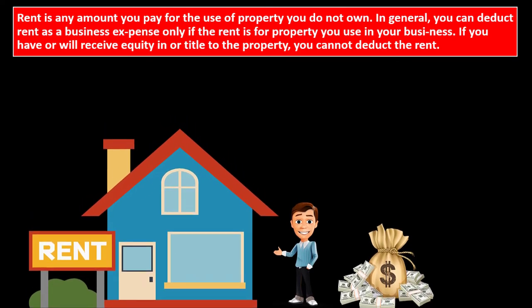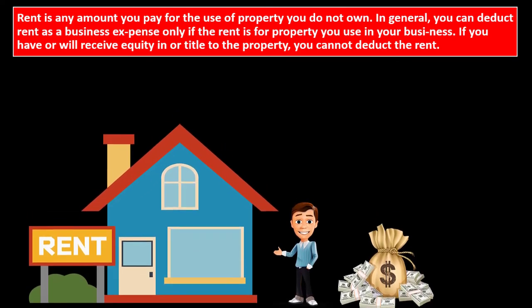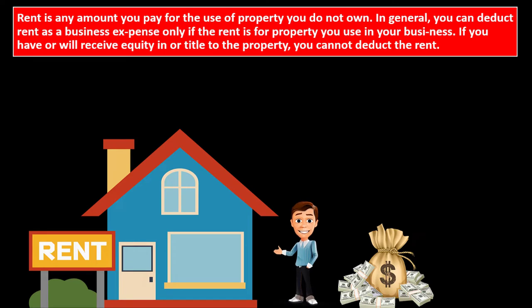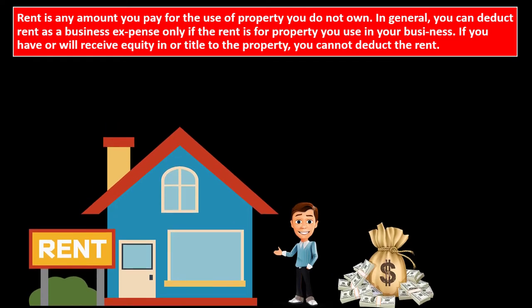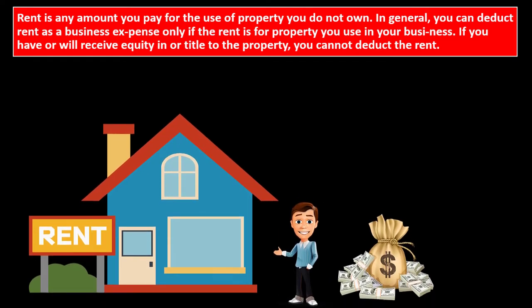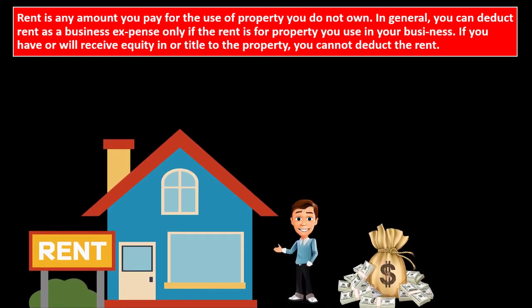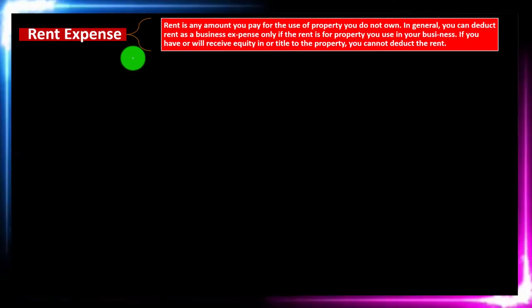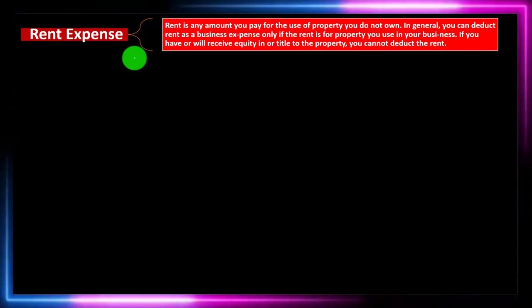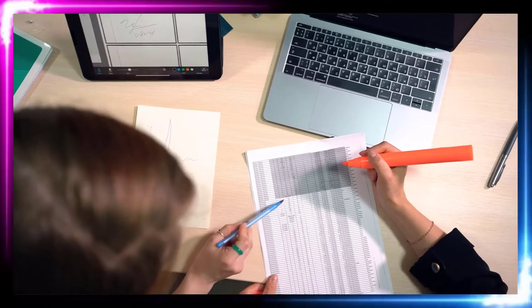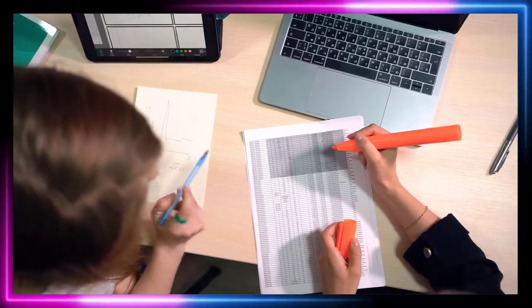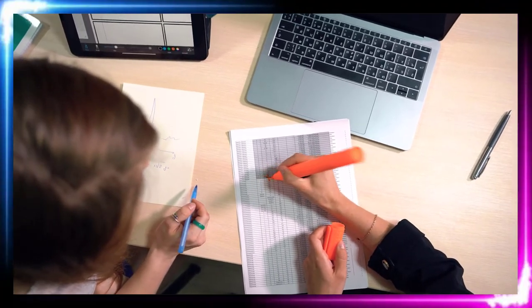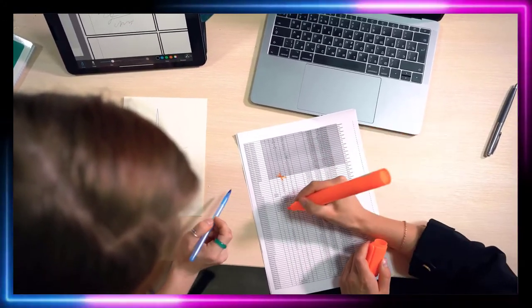If you have or will receive equity in or title to the property, you cannot deduct the rent, because if you're basically going to be receiving the property, then it sounds more like in form you're making a payment to purchase the property. So that's when you get into these kinds of agreements that get a little bit tricky with regards to a substance versus form argument. In other words, you write up the documentation as if it's rent documentation, when what is actually happening is a purchase.